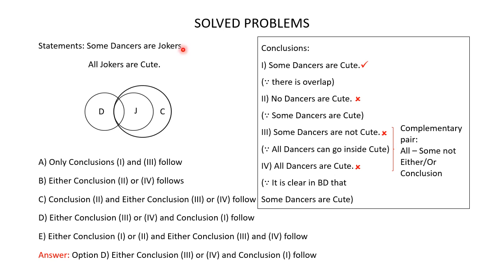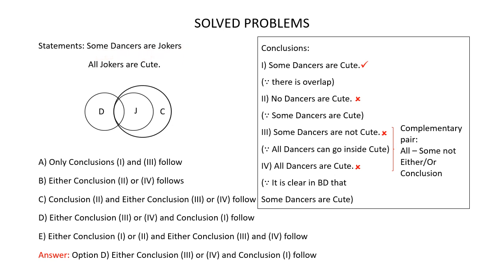In this question, you are given 2 statements and 4 conclusions. Now let's find out which of these conclusions follow from the logic given in these statements. To do that, first we have to draw a Venn diagram for these statements. Now the statements are some dancers are jokers, all jokers are cute. So let's draw a Venn diagram for these statements.